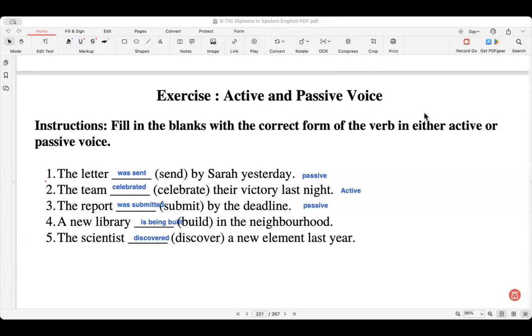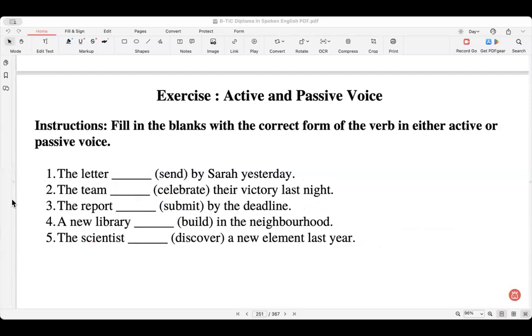Okay. Fourth, passive, and fifth, active. Now you can see in the passive forms, you use the is, was form. Clear? Yes. So next time, watch it.